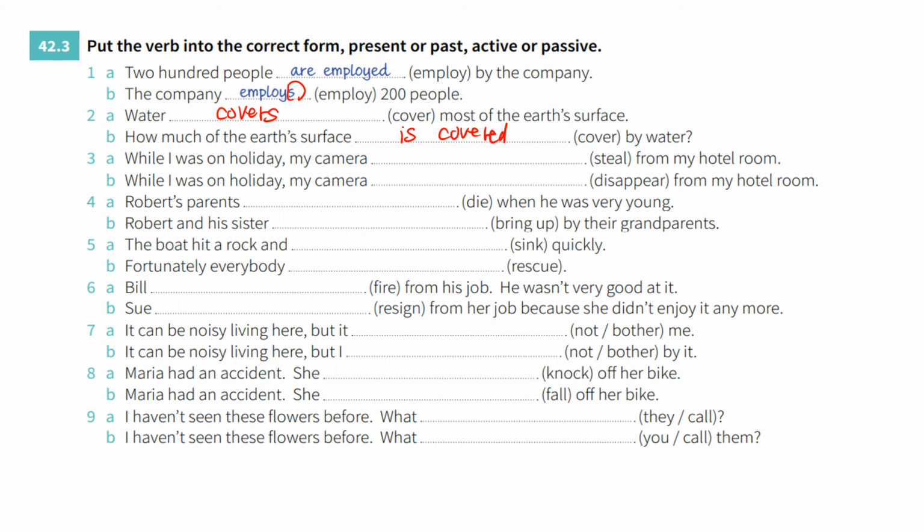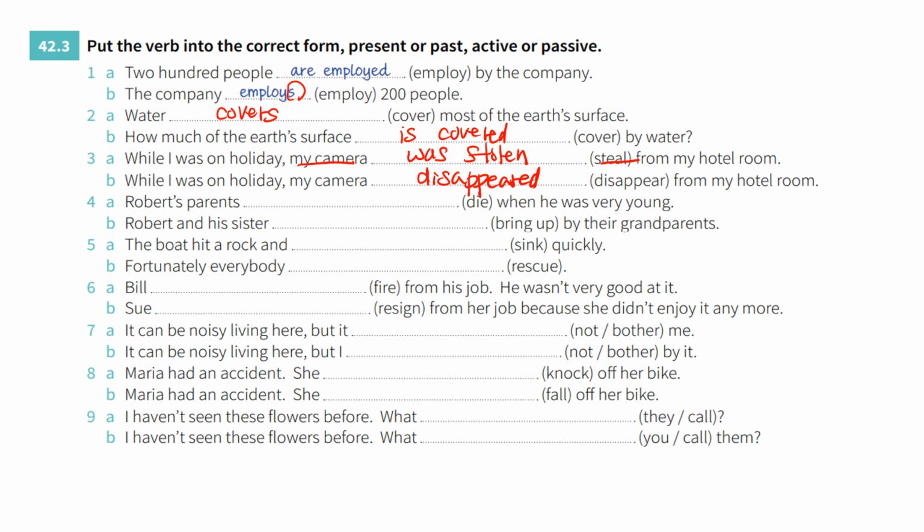While I was on holiday, my camera, okay, so my camera cannot steal, so was stolen. My camera was stolen from my hotel room. While I was on holiday, my camera disappeared. Disappeared from my hotel room.